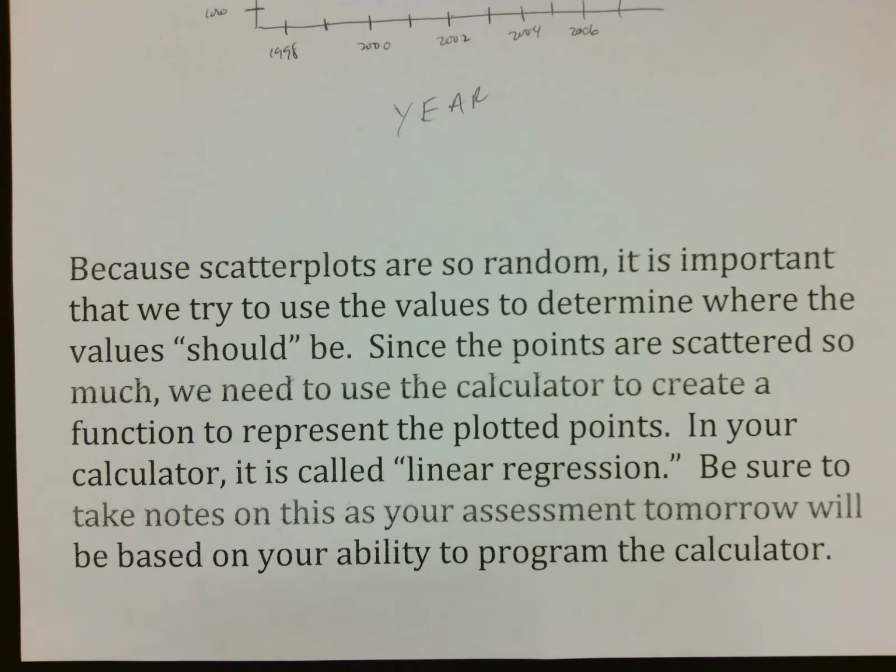Since the points are scattered so much, we need to use a calculator, because again, there's no human way for us to know exactly where the points are. But what the calculator does is look at the points, take all the points into account, and figure out the best possible approximation of where everything should be. So again, what the calculator is going to do is help us create a function, kind of like you did in chapter 4. And in your calculator, we call that linear regression.